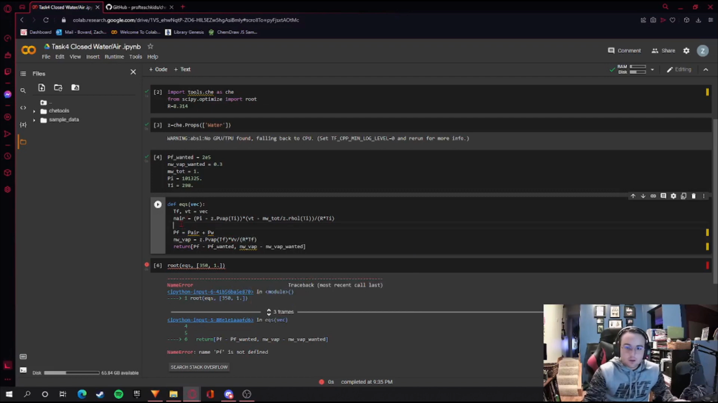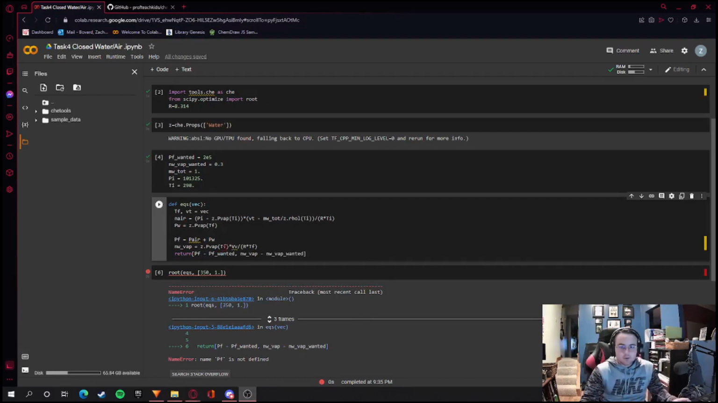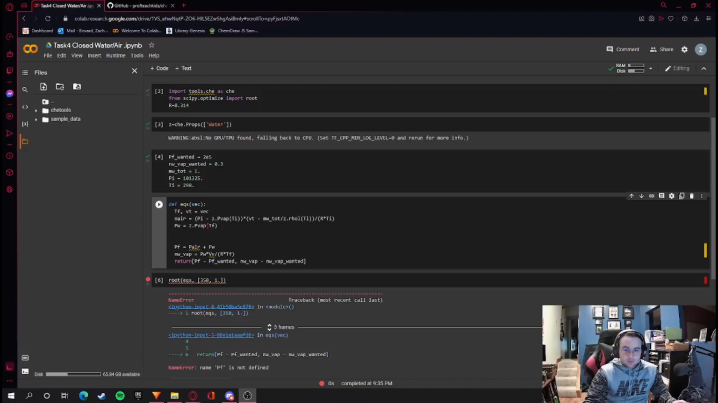And then instead of using this, PW and this are basically the same thing. So we're just going to do PW equals Z dot vapor pressure of the final temperature. And then we are going to just replace this with PW. That just makes it easier. Now, that creates a relation between our final temperature, our first unknown, and our first equation, which is the final pressure.